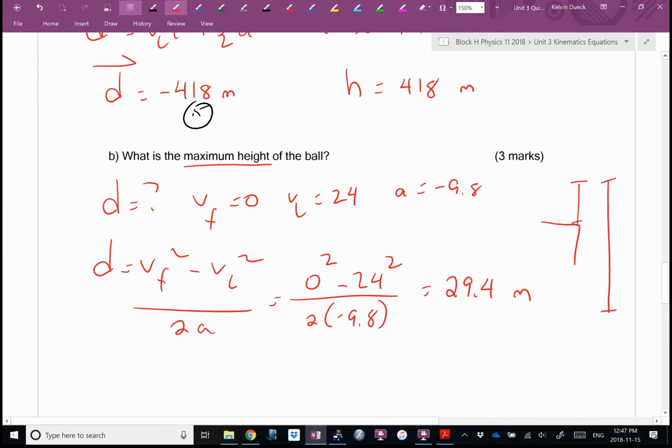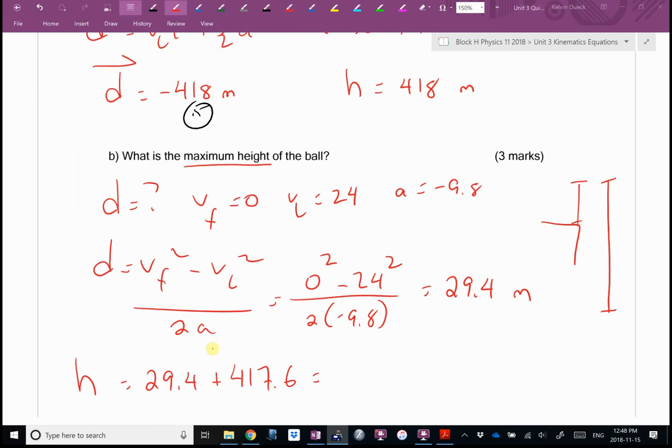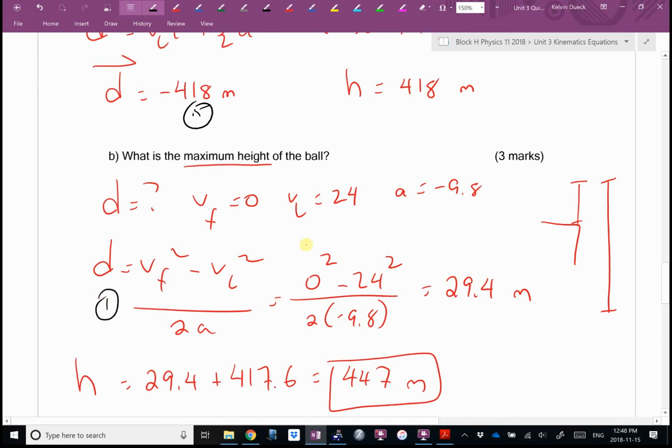I want that height. So the actual height is going to be 29.4 plus 417.6. It's going to be this number plus 417.6. And so I get 447. So that's the answer to get 3 out of 3. Otherwise, I would give you 1 mark for that, half mark for that, half mark for that. So if you got the 29.4, you'll get 2 out of 3. Half mark for adding, half mark for the answer.